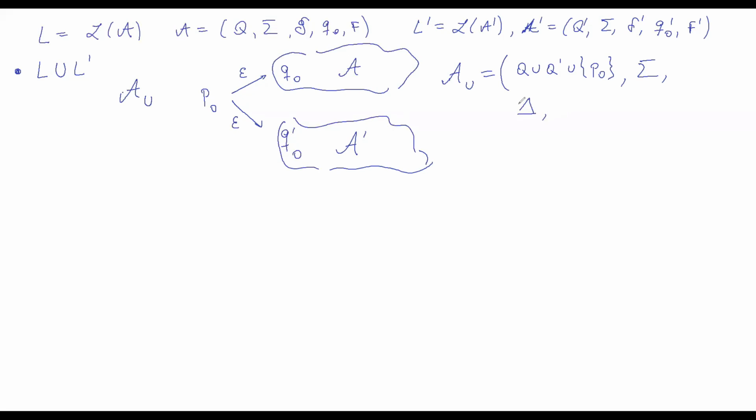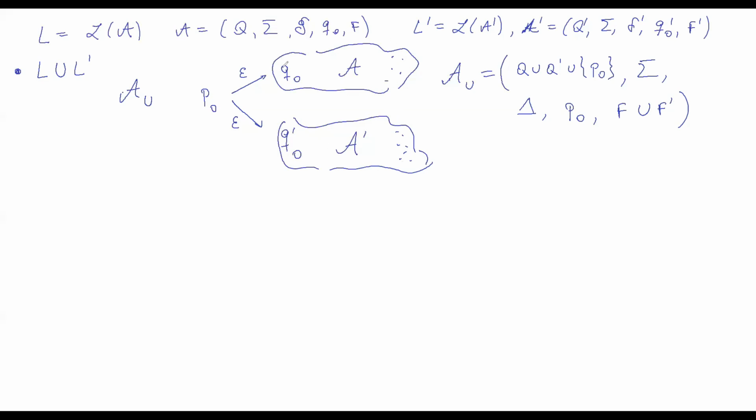Then the initial state is going to be this P0 in here. And for the final states, I'm going to choose all the final states of the first automaton and all the final states of the second automaton. When we think about the computations in this automaton, you've got to realize that you're going to start the computation in P0, and then the very first move will be an epsilon transition, which is going to choose between the first automaton or the second automaton.